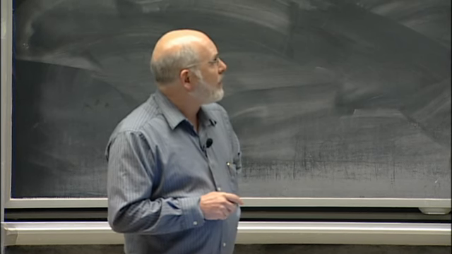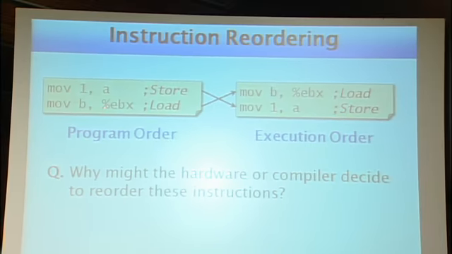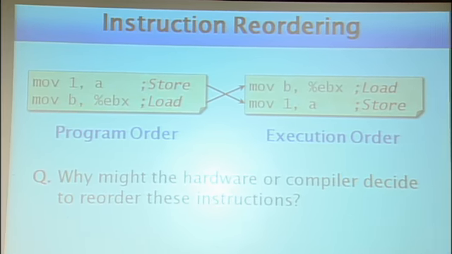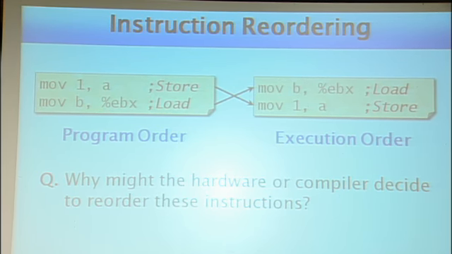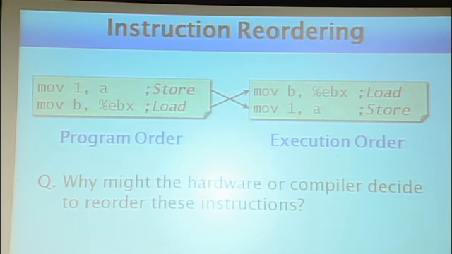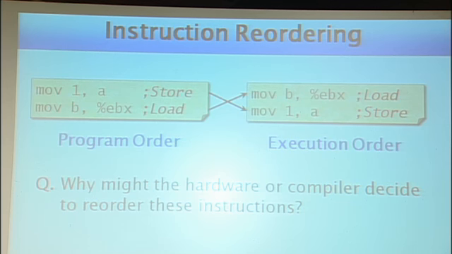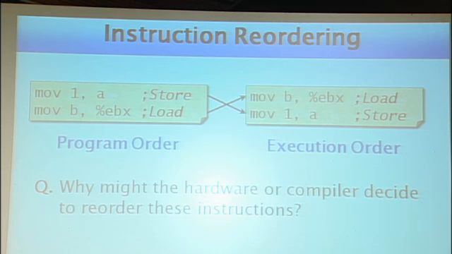So here's the program order for one of the things. We move 1 into A and then move the value of B into EBX, okay, to do a load. Here's the program order. Most modern hardware will switch these and execute it in this order. Why do you suppose? Even if you write it this way, the instruction level parallelism within the processor will, in fact, execute it in the opposite order. Most of the time, yeah. Yeah, because loading takes longer.